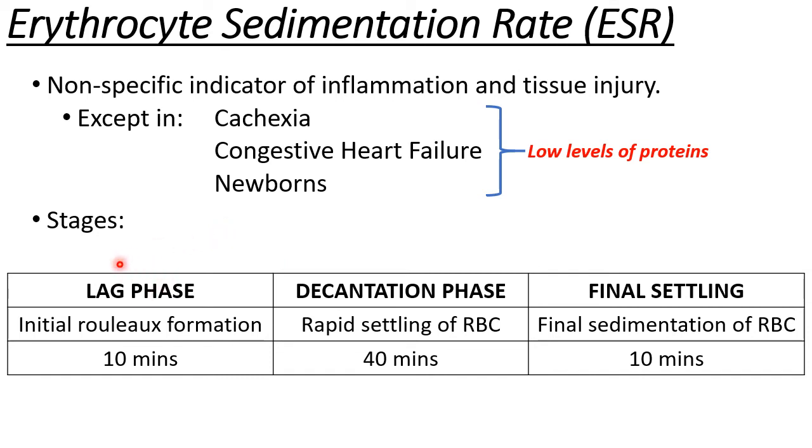So, ano ba yung mga stages of sedimentation of RBC? We have the first stage which is called lag phase. Dito nagkakaroon ng initial rouleau formation. No? It takes about 10 minutes. The next phase, mas matagal, 40 minutes or tinatawag natin decantation phase. Dito, mas rapid na yung settling of the RBC kasi nagko-connect na yung kanilang electrical properties of the membrane. And then, lastly, the final settling, 10 minutes ulit, final sedimentation of RBC na. So, overall, para ma-achieve mo yung accurate sedimentation rate, kailangan matapos mo yung buong 1 hour.